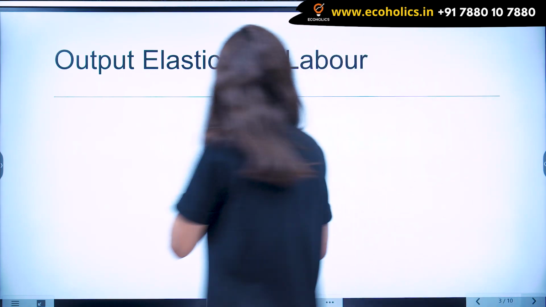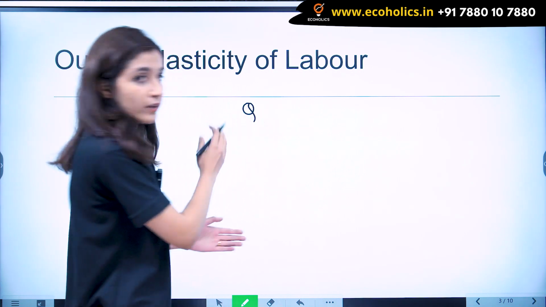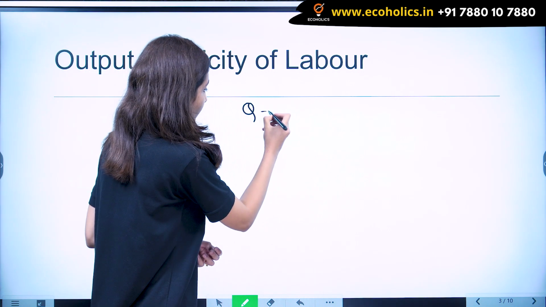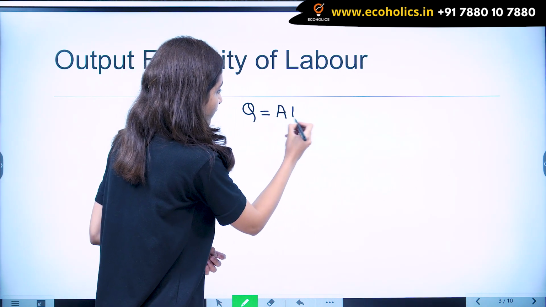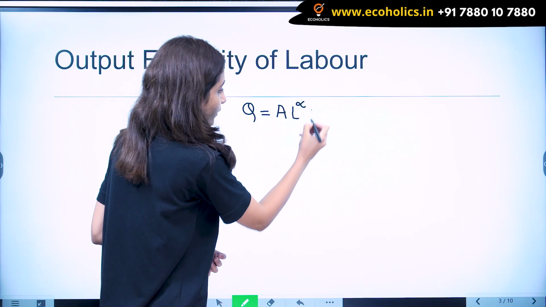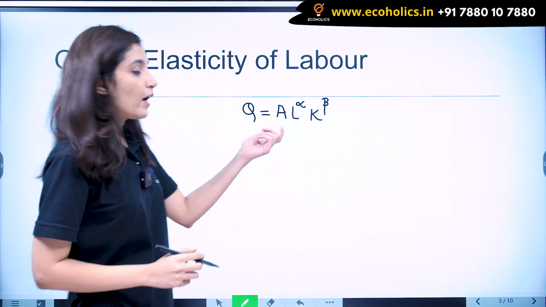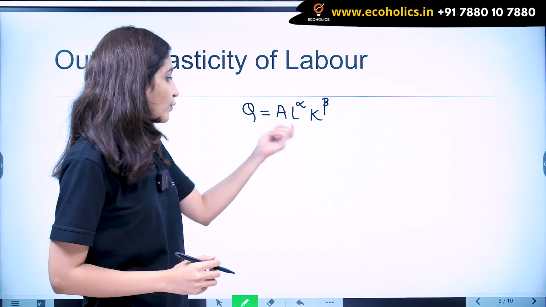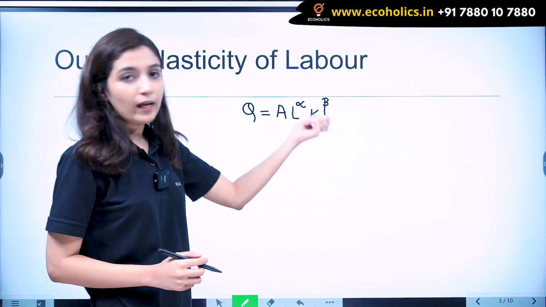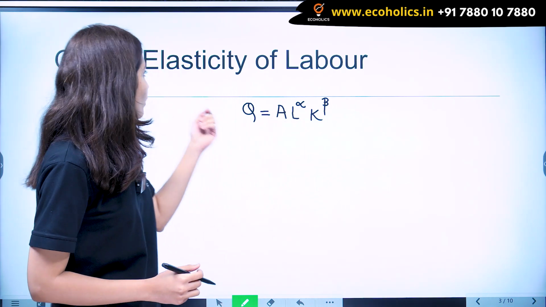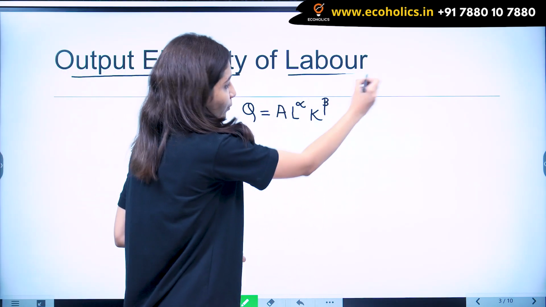So how do we represent Cobb-Douglas production function? It is represented in this way: Q is equal to A L raised to alpha K raised to beta. So this is our Cobb-Douglas production function. We have two inputs, labor and capital, and A, alpha and beta are our constants. Now we need to determine the output elasticity of labor.